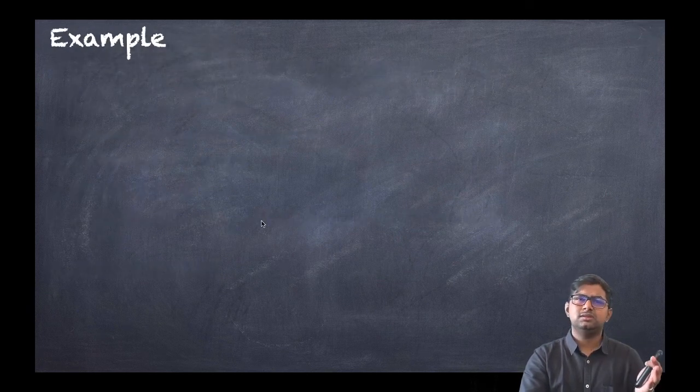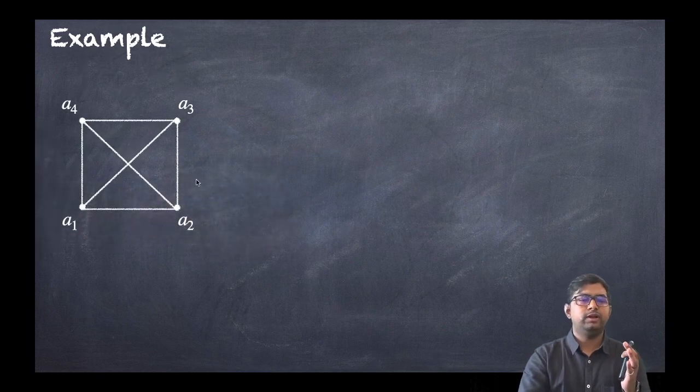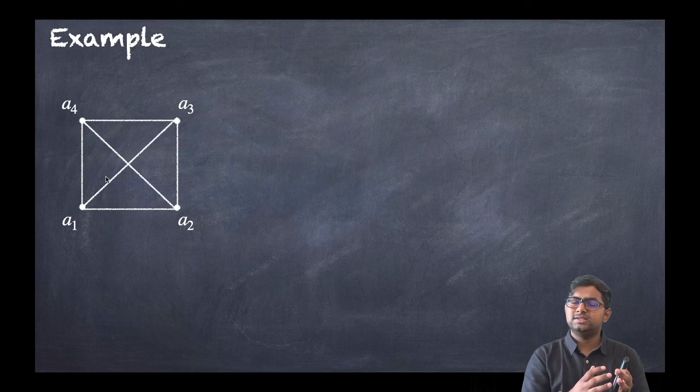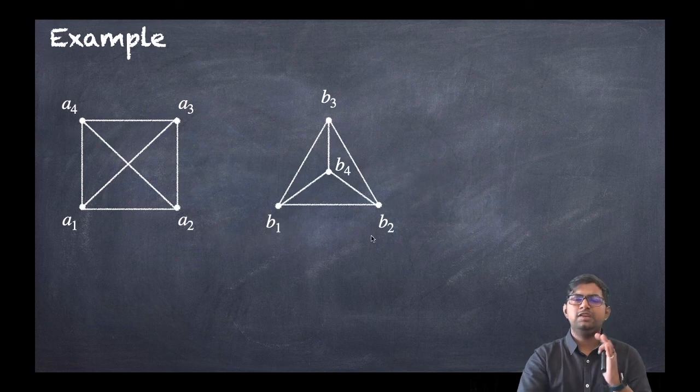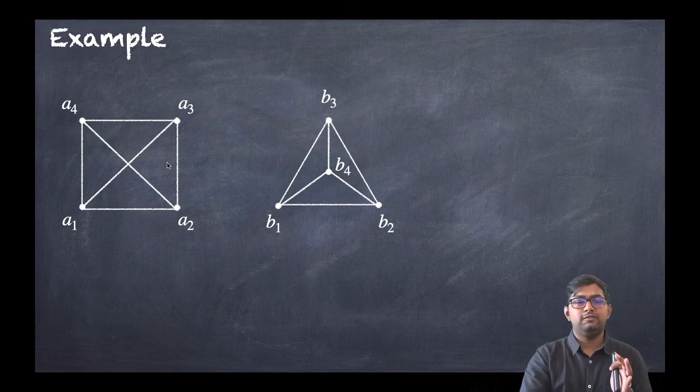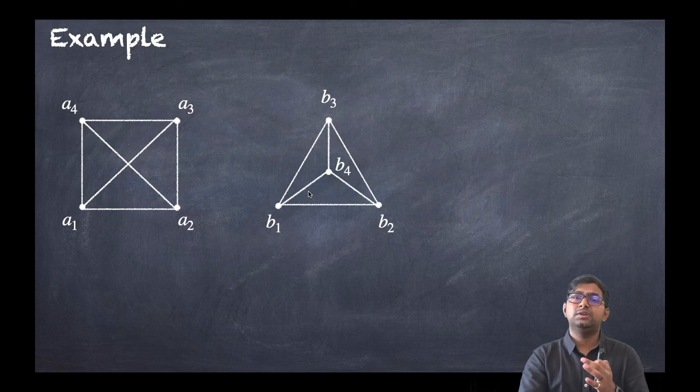So let us discuss some basic examples. Here we have one graph with vertices A1, A2, A3, A4, four vertices, and a total of 6 edges. And the second graph has B1, B2, B3, B4. Just by looking at them, are they isomorphic graphs? Some students can easily say no, they are not isomorphic because their shapes are different. One is a square and the other is like a pyramid or triangle. But actually, it is an isomorphic graph.